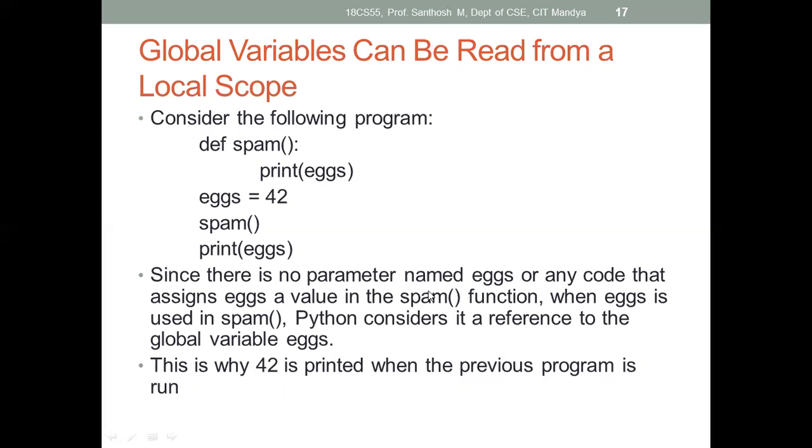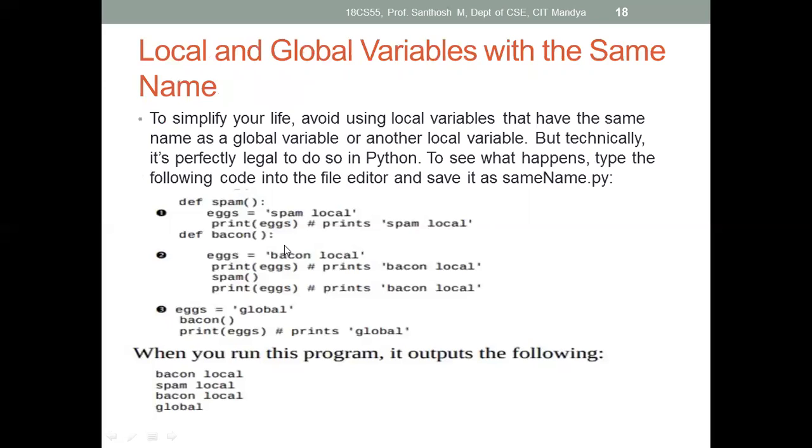Here we don't have a parameter named x, or any code that assigns a value to x in the spam function. When x is used in Python, consider it a reference to the global variable. This is why 42 is printed when the previous program is run. Try to run this program two times. Both times, for these two print functions, the same 42 value will get printed.